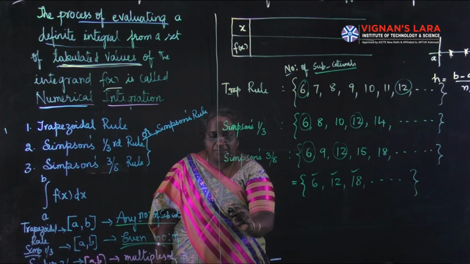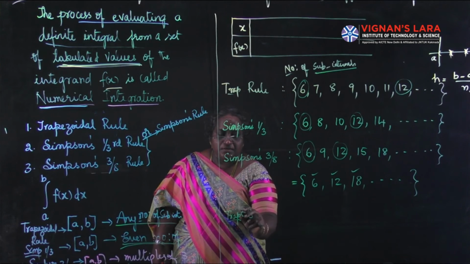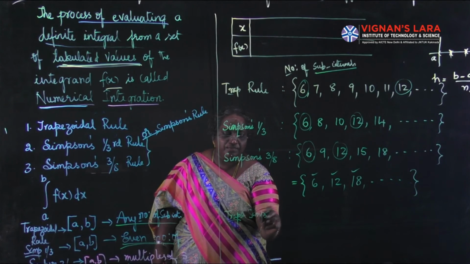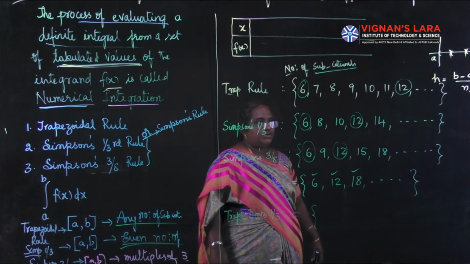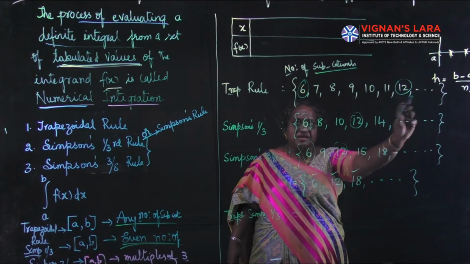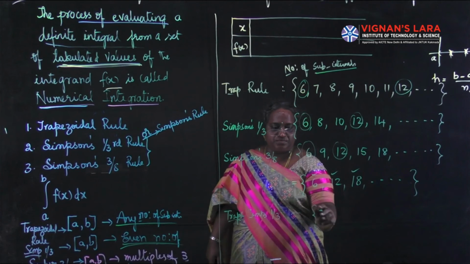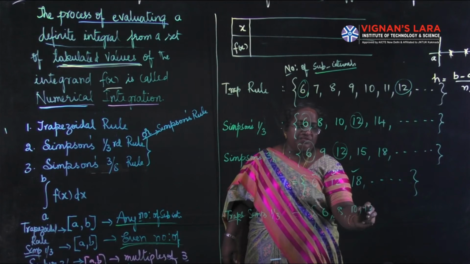Suppose you want to apply the trapezoidal rule and Simpson's 1/3. So what is the intersection here? For the trapezoidal rule, the minimum we are starting with is 6. See the intersection of these two: even numbers 6, 8, 10, 12, and so on.